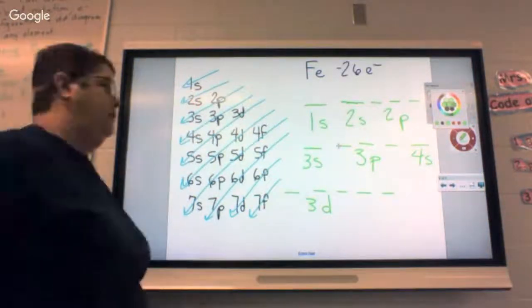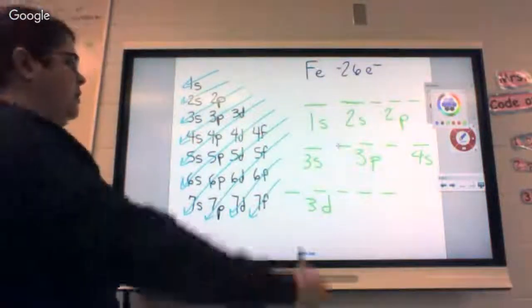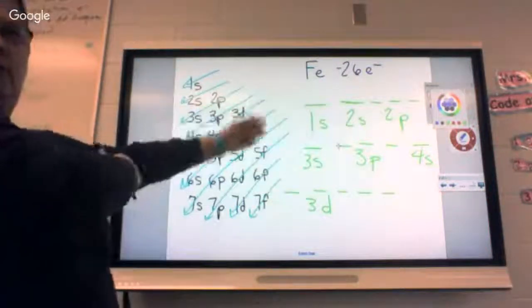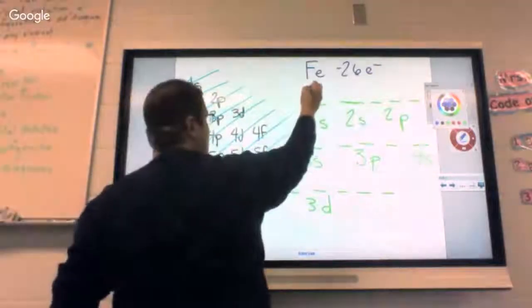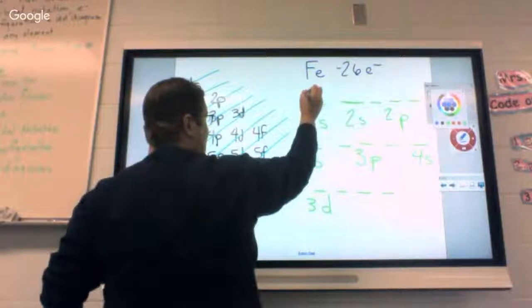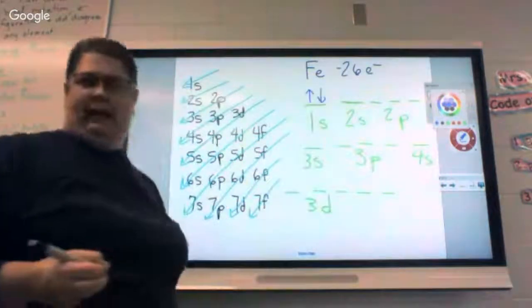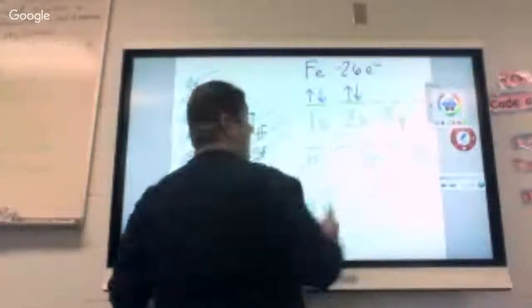Sure. So, well, we can do the arrows. So, where do I start at? And it goes what direction? And it goes, and then, because it's not full, so I had to fill it.